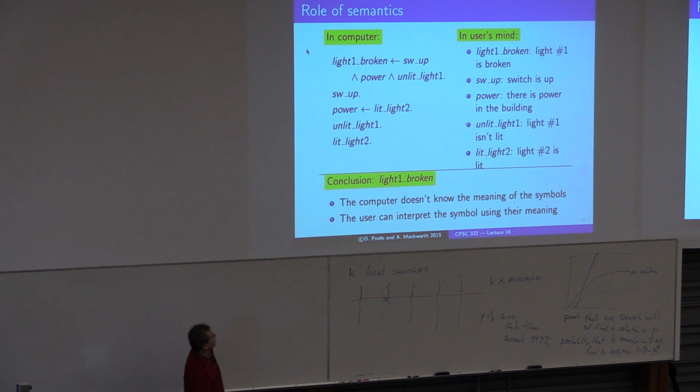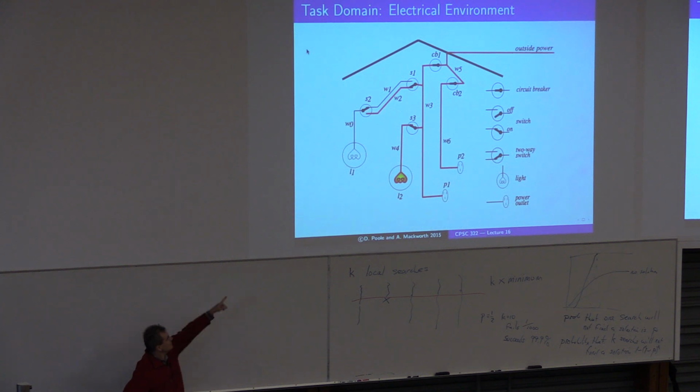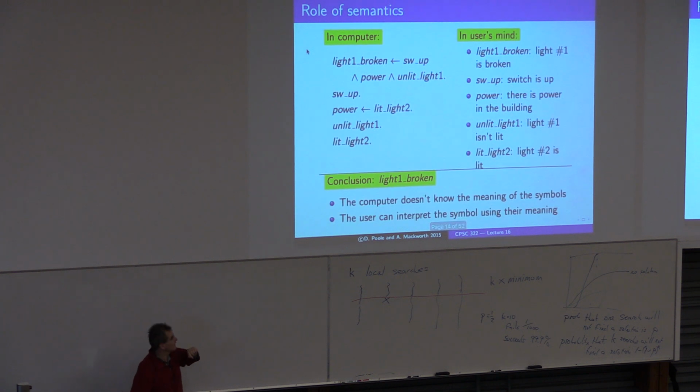There's power in the system if light 2 is lit. We might know that light 1 is unlit and that light 2 is lit. And this has meanings associated with it, right? To us, this has meaning because we know about this light 2 and whether that switch is up and which switch we're talking about. So we have meanings associated with these things.